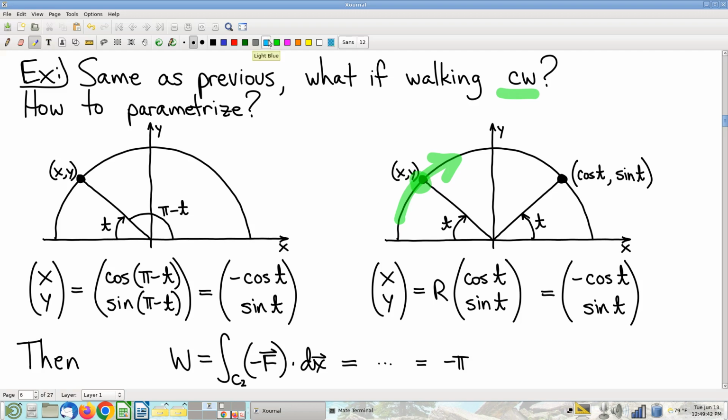I already know how to parameterize counterclockwise on the unit circle. Counterclockwise is our old friend. Counterclockwise is easy. It's just cosine t comma sine t. So what I want is in green, what I have is in blue, and then I make this simple geometry observation that clearly the green one is just the reflection over the y-axis of the blue one.